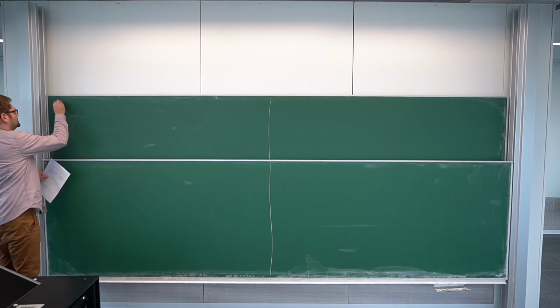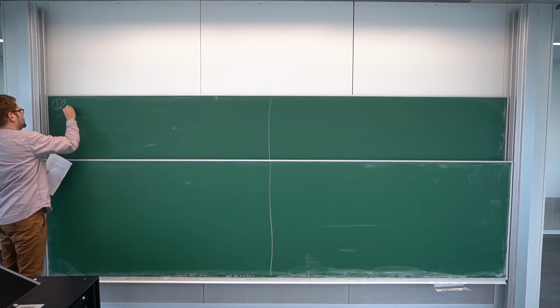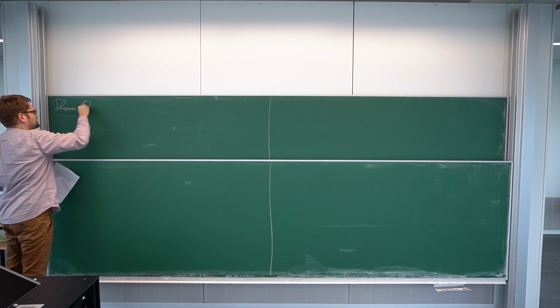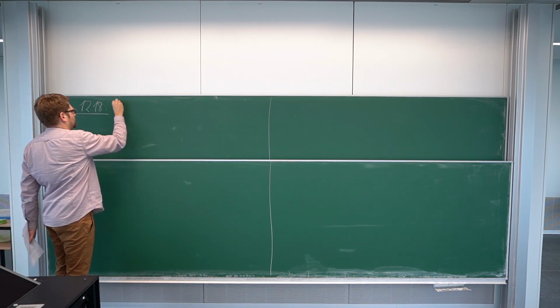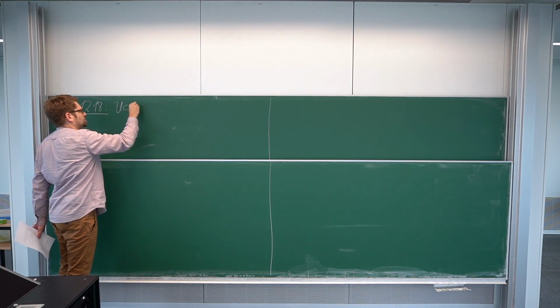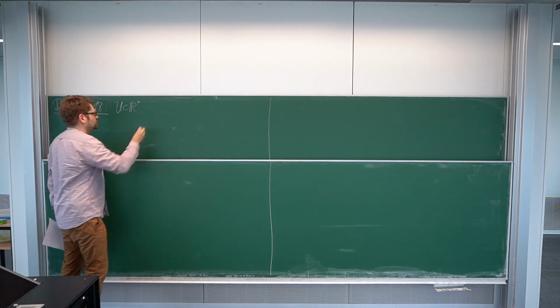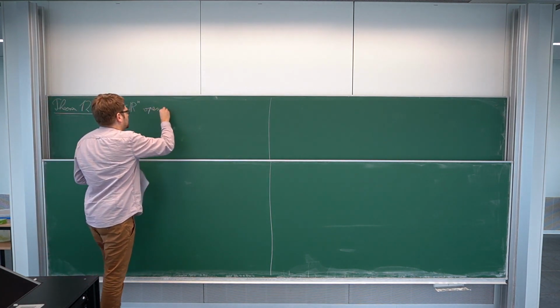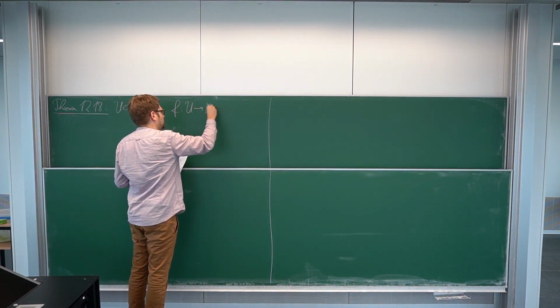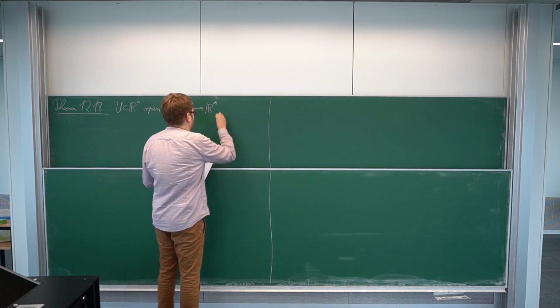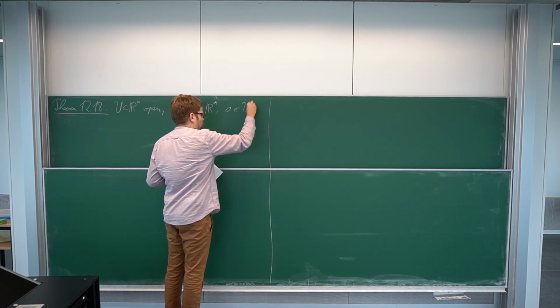Let's state this criterion. Theorem 1218. And the setting is again similar to what we had before, so let U be open in R^n. Again, m and n are arbitrary natural numbers. And we have a map f from U to R^m. And we have a point a in U.